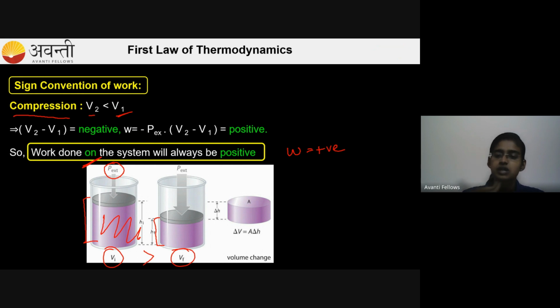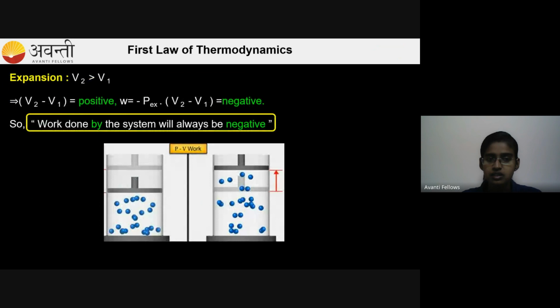Now, coming to the expansion, so this is the initial thing. Now the pressure of the gas is more than the external pressure. So what happens? Gas is doing some work, which means the work is done by the system. Gas is the system, so that is doing the work. If the work is done by the system, then the value is negative.